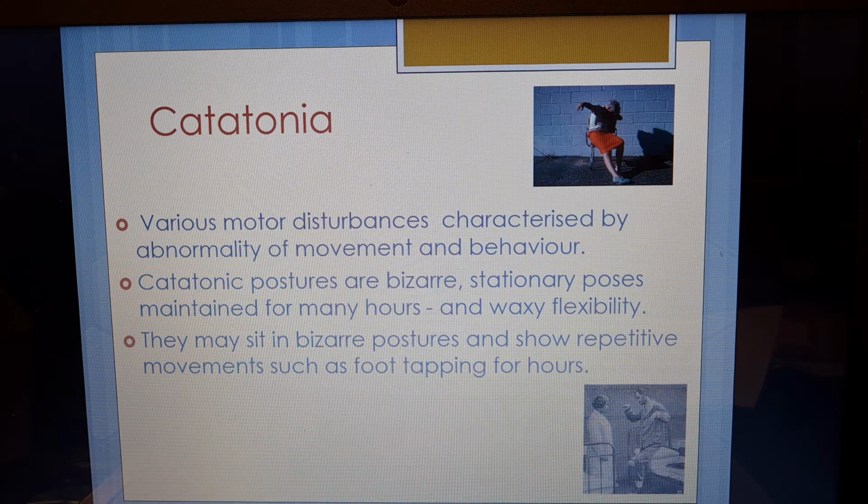So they may stand in a certain pose or sit in a certain pose, like the ones shown in the pictures, for hours and hours. And also show waxy flexibility. By waxy flexibility, I mean if someone were to move that lady's arm down, her arm would remain in the position you put it in. Whereas if you raise the other arm, you would see her arm go up and remain in that same position. So they may sit in bizarre postures and show repetitive movements also, so constantly moving one part of the body for hours and hours, like foot tapping, etc.